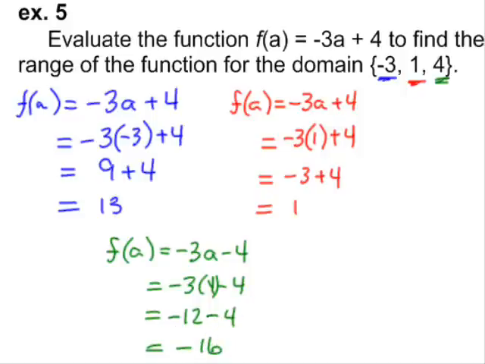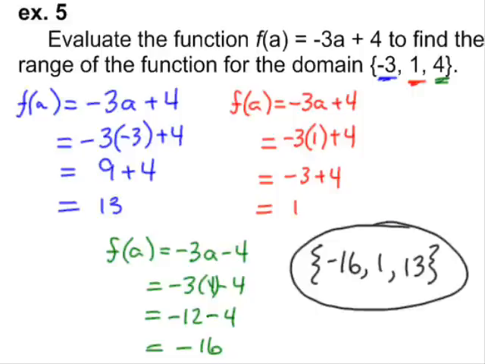So we had 3 input values, we get 3 output values for the range, and here's how we're going to write our answer. We are going to use the brackets like they did for the domain, and we're going to list these in order from least to greatest. The smallest number that we found is -16, so I'm going to write that first. After that, we have a 1, and after that, our largest answer was 13. And then I'll close the brackets. So the answer for example 5 is actually 3 answers, and we're going to include them in a set. It is -16, 1, and 13.